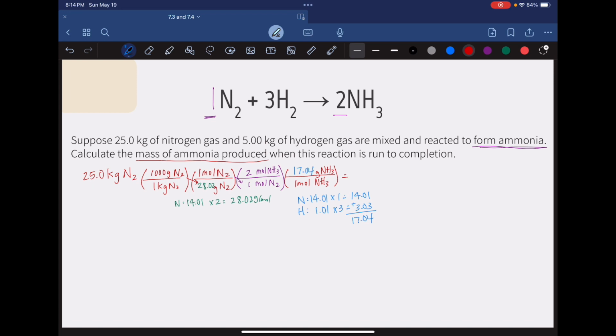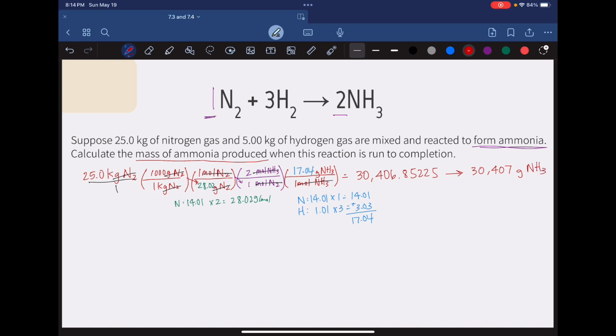In order to make sure I set this up correctly, I can make sure all my units are canceling, right? Whatever's at the top and the bottom, they can cancel out. Grams of nitrogen, or kilograms of nitrogen actually. Now grams of nitrogen, moles of nitrogen, moles of ammonia, leaving me with grams of ammonia. When I put this into the wonderful calculator, I'll get a number that looks like this, 30,406.85225. If I'm rounding to just a whole number, this could round to 30,407 grams of ammonia.